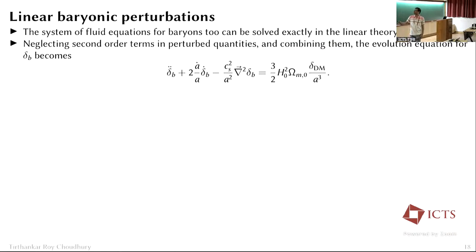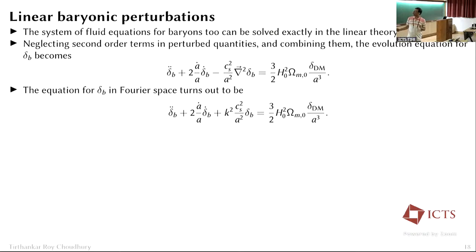Why? Because this term comes from the Poisson equation, the potential. This is, remember, the driving term. This is the gravitational potential term. And the gravitational potential term is determined by whatever is the dominant component of the matter, which in this case I have assumed to be dark matter. Strictly speaking, there will be a small contribution from baryons also. Just for simplicity, I have ignored it. So these two terms are the crucial differences with respect to the dark matter.